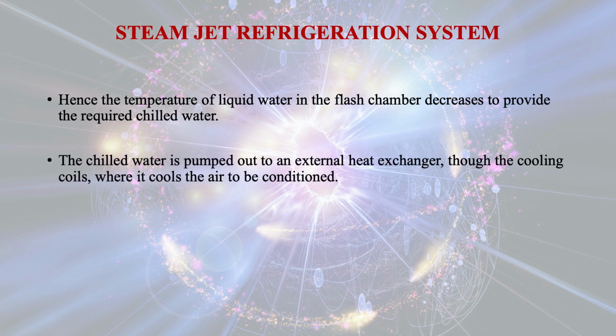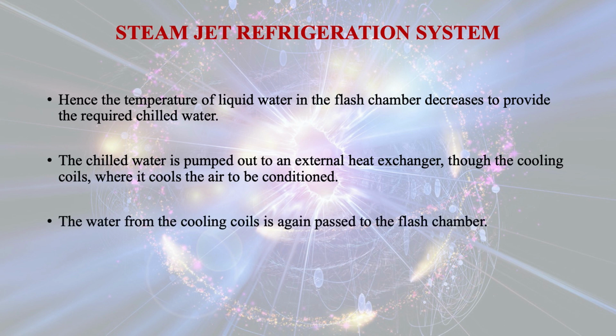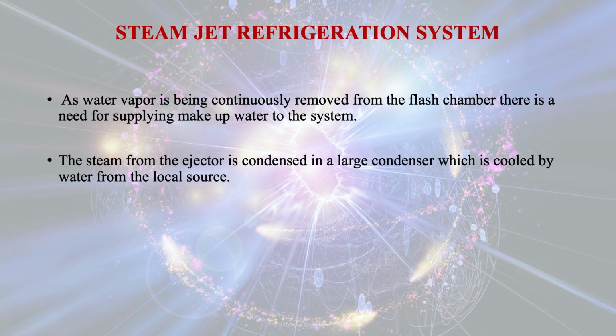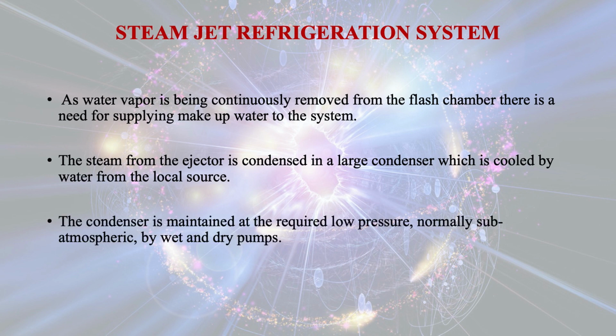The chilled water is pumped out to an external heat exchanger through the cooling coil, where it cools the air to be conditioned. The water from the cooling coil is again passed to the flash chamber. As water vapor is being continuously removed from the flash chamber, there is a need for supplying makeup water to the system. The steam from the ejector is condensed in a large condenser, which is cooled by water from a local source. The condenser is maintained at the required low pressure, normally sub-atmospheric, by wet and dry pumps.